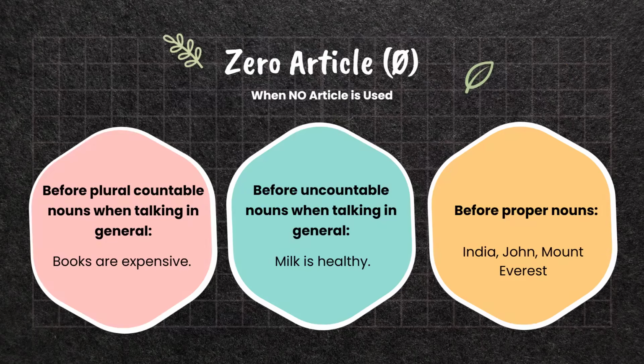Sometimes the correct choice is no article at all. We skip articles when talking about things in general. For example, books are expensive. We are not talking about any specific book over here, so I'm not using any article. We also omit articles before uncountable nouns when we are talking about them in general. Then we also omit articles before proper nouns like names of countries, people, or mountains, like India, John, or Mount Everest. This is called the zero article, an important concept to master.